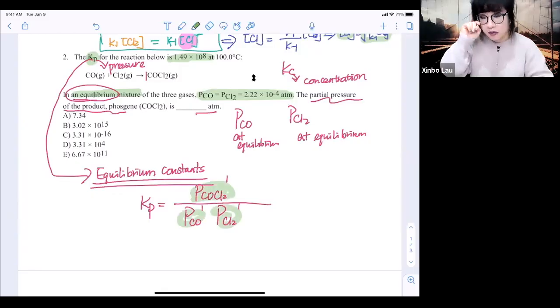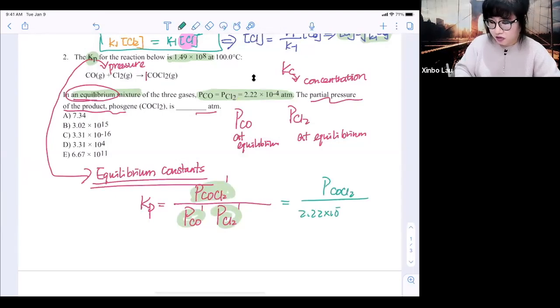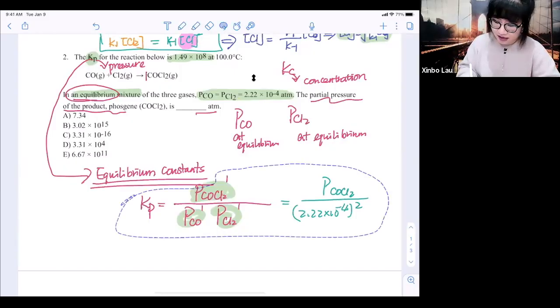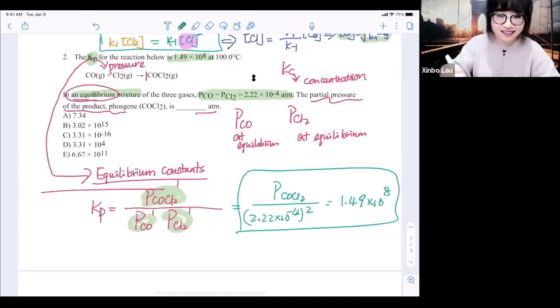So the next thing, we just need to plug in the values and finish up the calculation. We know we're looking for this, and we know the other two. I'm just going to do squared. You understand why I'm doing that, because it's the same pressure, just to save some space. So that's what I have, and this equals 1.49 times 10 to the power 8. Now we just simply need to solve for this. Okay, I have the answer. Very good. The partial pressure will be 7.34 atm. Very good.